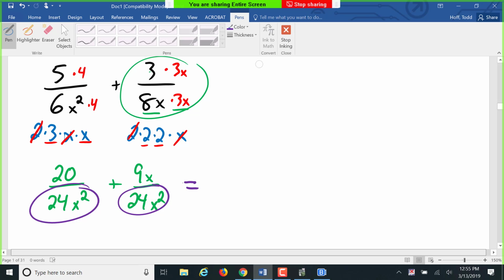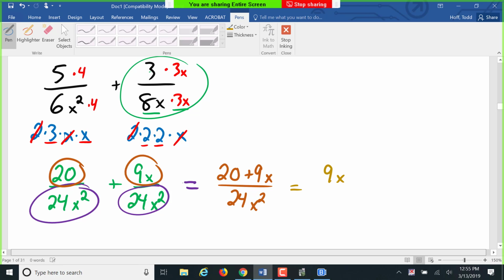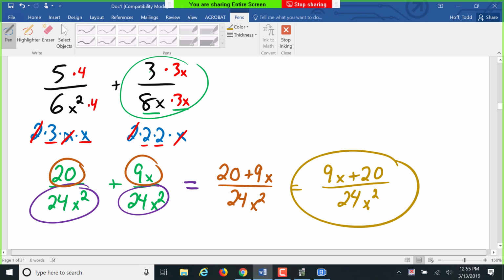We're going to simply add the numerators. What is 20 plus 9x? 9x plus 20 or 20 plus 9x, however you want to write it. Perfect. Over 24x squared. And yes, you are absolutely correct. Proper form, descending order, would require us to adjust that to be 9x plus 20 over 24x squared. My math lab is most likely going to want it in that form, in descending order, in the numerators and denominators. Any questions there so far?